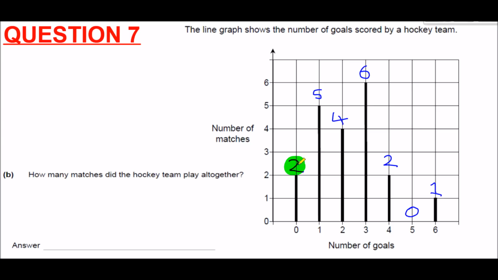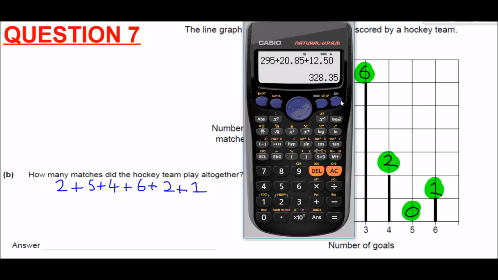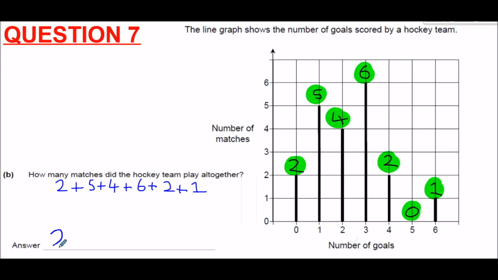So we can total up all these numbers of matches here to find our grand total. All we're doing is just totaling these numbers. So we're doing 2 plus 5 plus 4 plus 6 plus 2. You could say plus 0 if you really wanted to, but I'm going to leave that out. Plus 1. So if we add up all these on our calculator, we get 20 exactly. So the final answer for part B is 20.